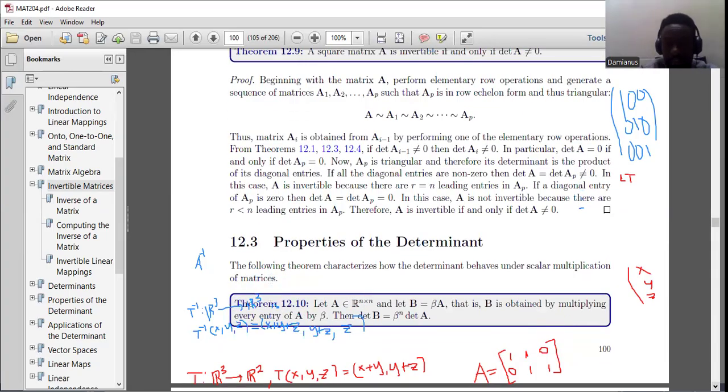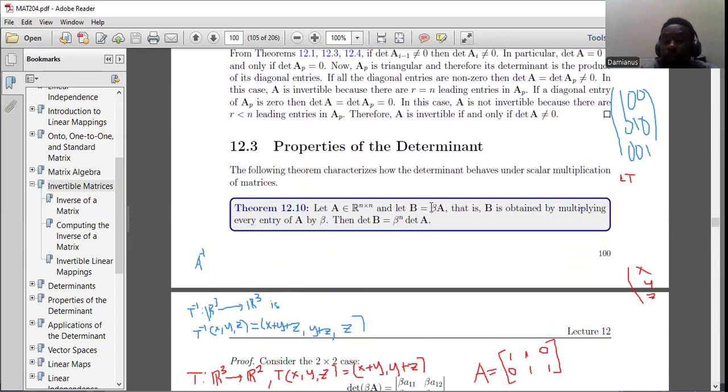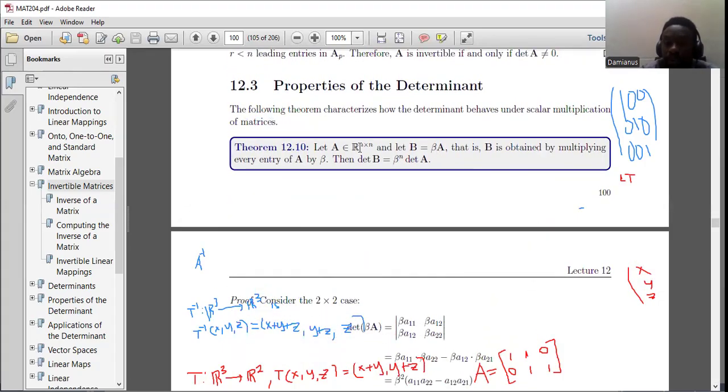Okay, the last thing to say before I close. So let A be an n by n matrix, and let B be matrix A scaled by beta. All right, that B is A multiplied by some scalar beta. So the determinant of B will be the determinant of A times beta power n, the number of rows or columns. The reason for that is that each of the rows or columns of A are multiplied by beta. So that's why it's beta power n.